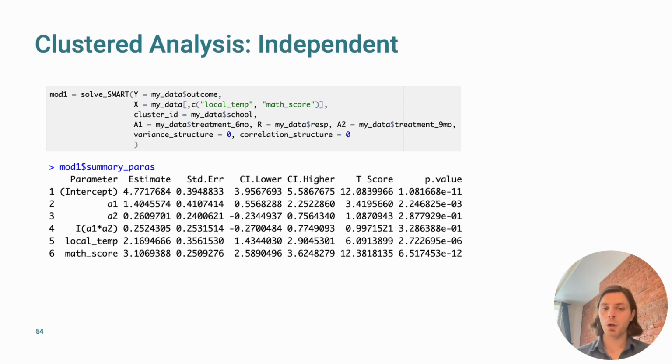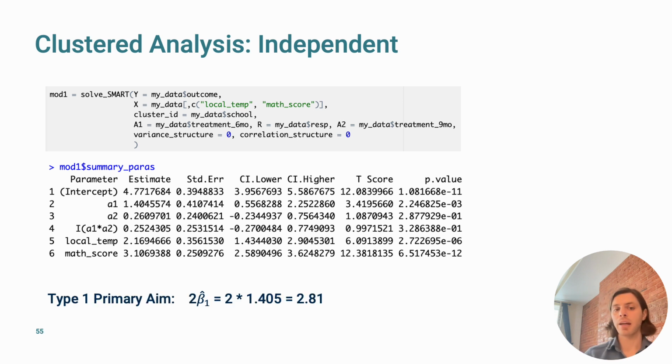And then you have the option to put in a variance structure. So here 0 assumes a homogeneous variance structure. 1 would be a heterogeneous variance structure. And then you set a correlation structure equals 0. That is for independent. And you get the following output here. So you get your effect estimates in that estimate column. That's your beta hats. So the intercept of 4.77, that's the grand mean. Then the estimate for A1, that's your beta 1.